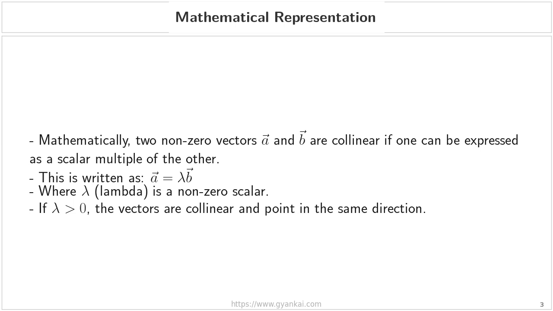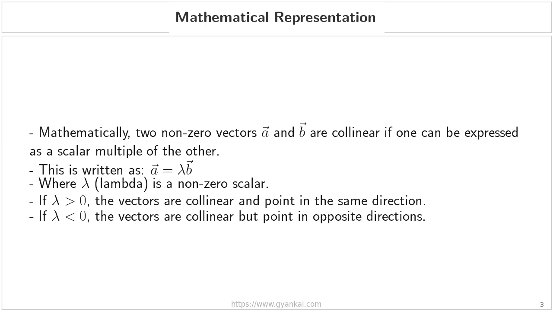If lambda is greater than 0, it means the scaling factor is positive, so the vectors are collinear and point in the exact same direction. However, if lambda is less than 0, the negative sign flips the direction, meaning the vectors are still collinear because they lie on the same line of action, but they are now pointing in exactly opposite directions.